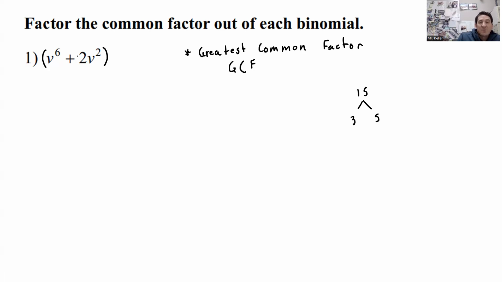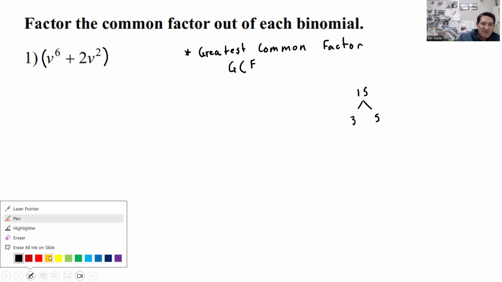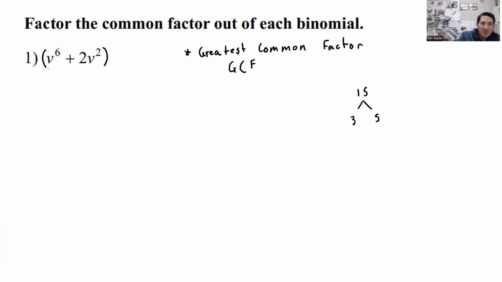First, you want to look at the numbers. This has a little bit of invisible math here. The v to the 6 has a coefficient of 1, so the numbers aren't going to have anything in common. But if we look at the v's, this is v to the 6, this is v squared. They have at least two v's in common. So what I'm going to do is divide both of these by v squared. This is going to give us our factors. The greatest common factor here is v squared, because it's the largest thing that both terms have in common.